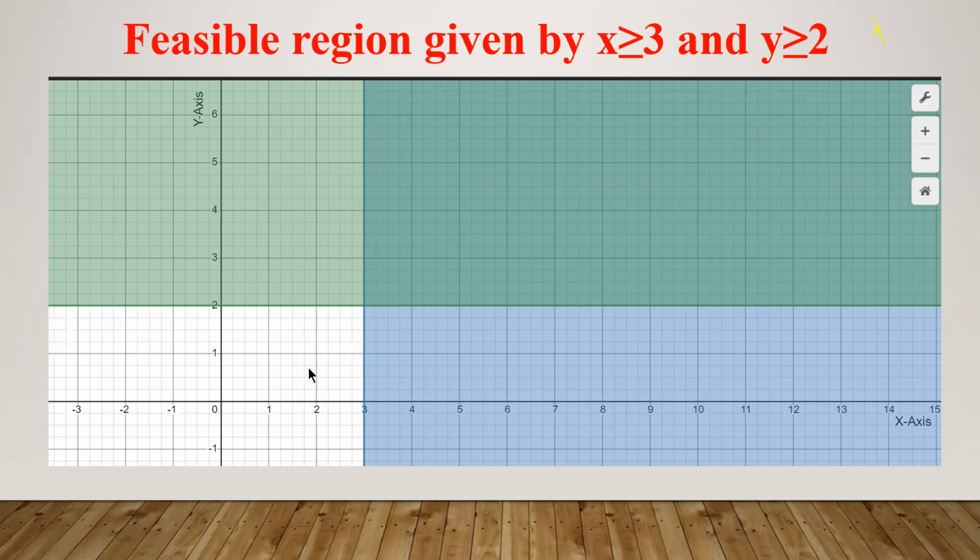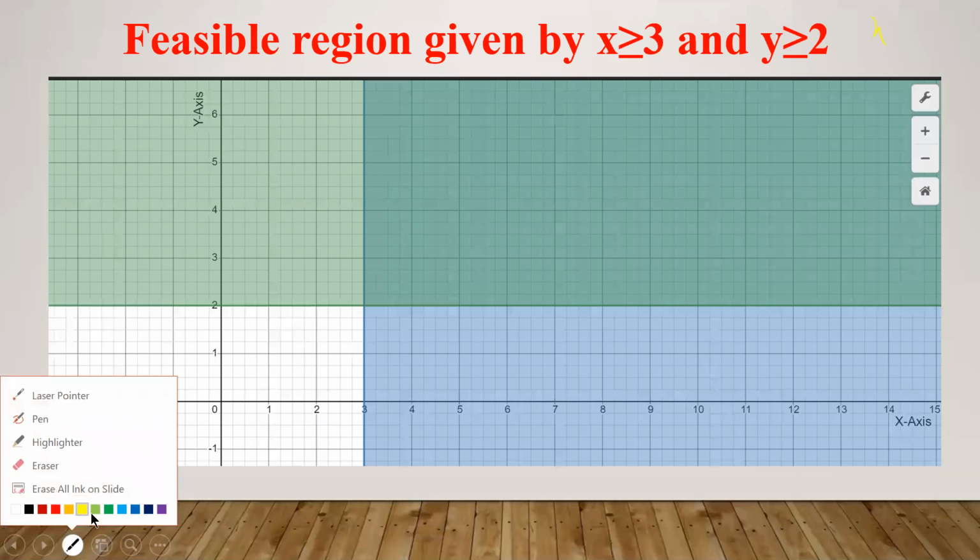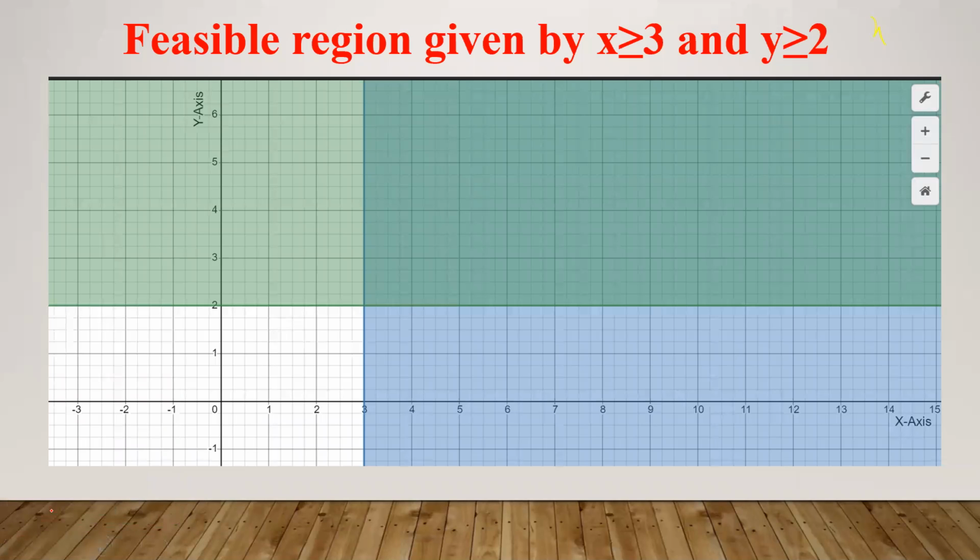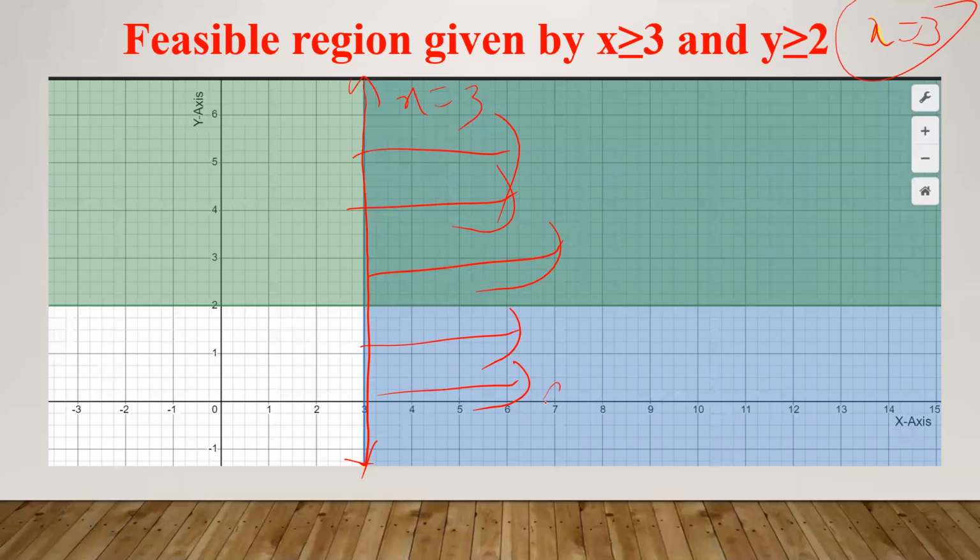First, we will draw the line. Wait a minute. X equal to 3. Where is x equal to 3? This line. This is the line x equal to 3, parallel to y-axis. We want x greater than or equal to 3. That means what we want is everything on the line and to the right side, which is in sky blue color.